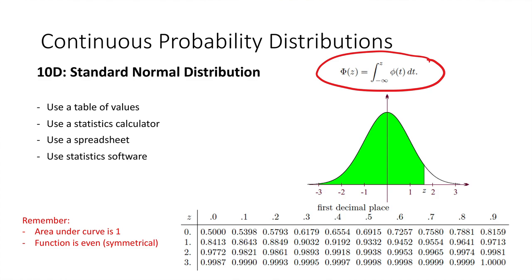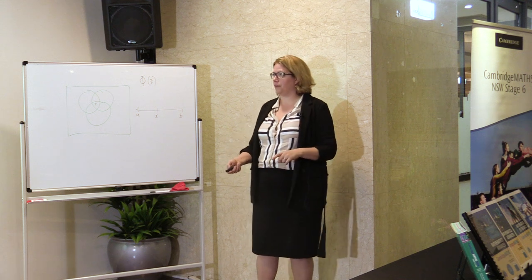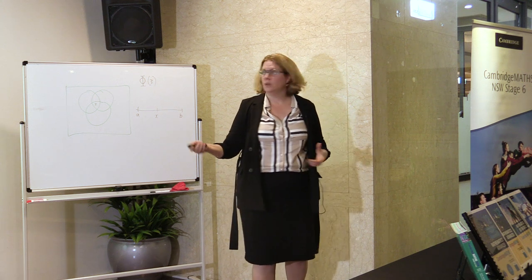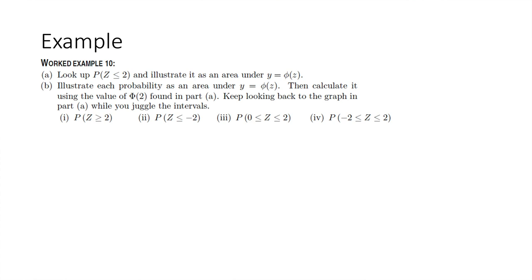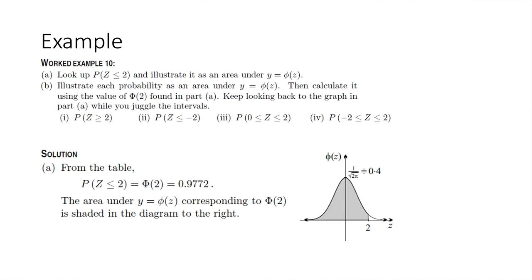The area under the curve is 1, and the function is even, symmetrical. That's going to be important, because we're going to play with it. So here's an example. Work out or look up P(z ≤ 2). Looking that up on this table, here's 2.0, so it's 0.9772. So from the table, P that z is less than that is this, and that is this area. That's what it looks like. So I know that the probability that it's less than 2 is 0.9772.